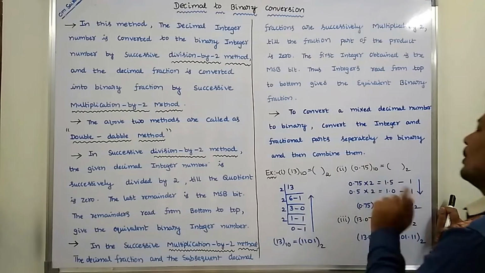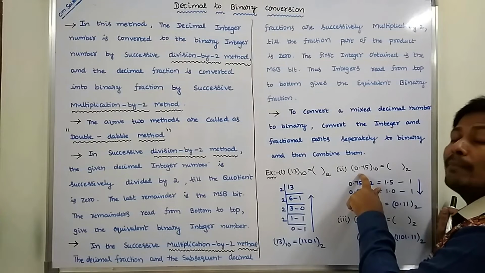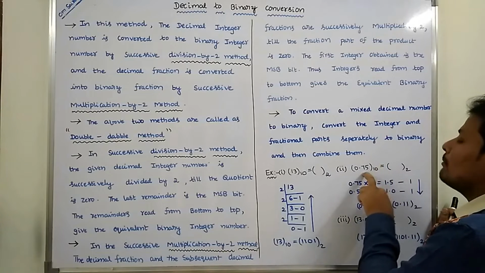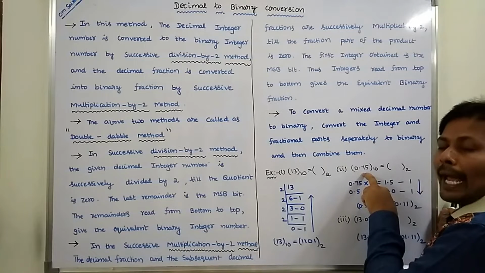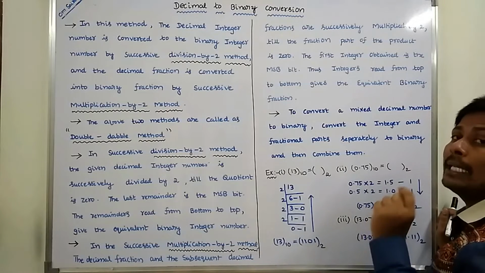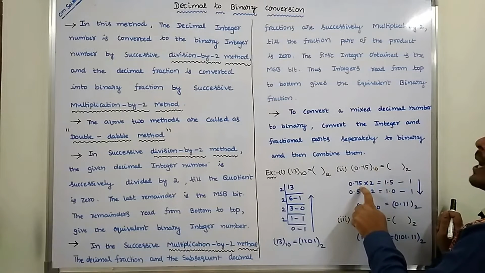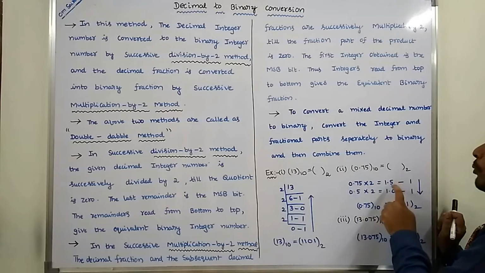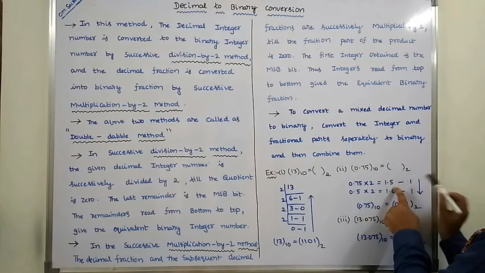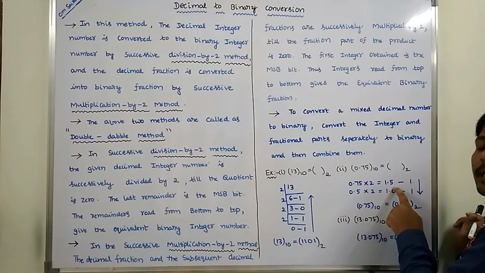Now we go for the second example. This is a decimal fraction number. To convert this decimal fraction number, we have to successively multiply by 2. Now 0.75 into 2 is equal to 1.5. We take the integer part separately and the fraction part separately.